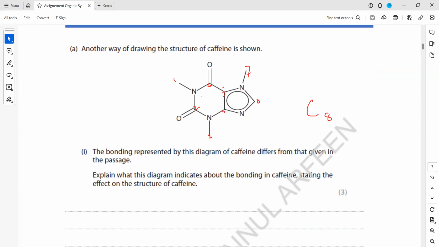So I can say C8. Then you can count oxygen: you can see 2 oxygen atoms, and 4 nitrogen atoms are there. And what about hydrogen? This will be CH3, so 3 hydrogen here. All bonds are occupied. This will be CH3, this will not have any, and this will be CH.